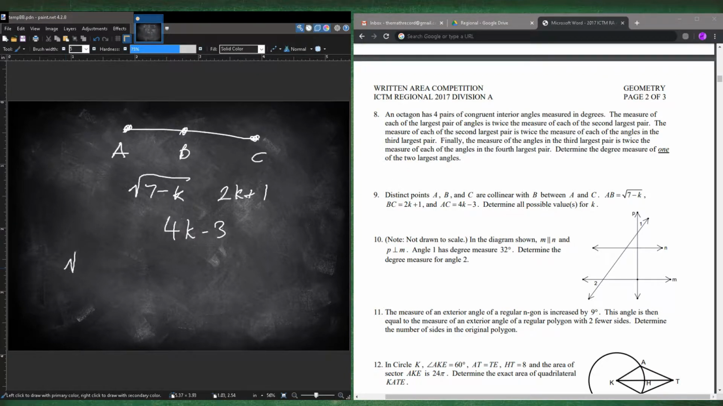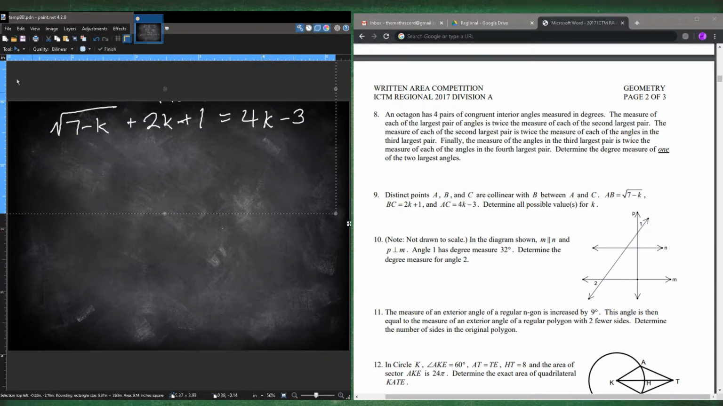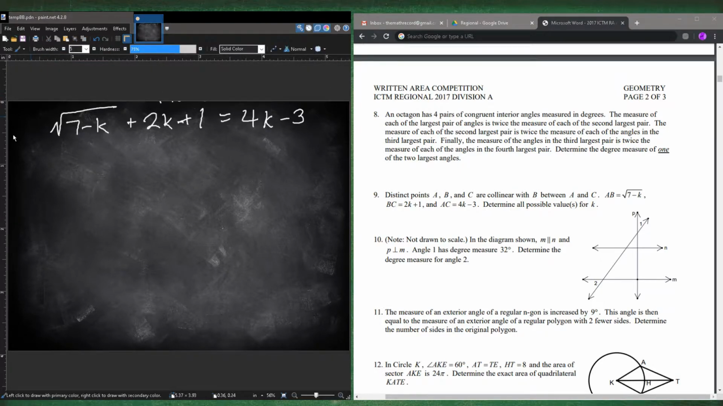Right? So it's given that the square root of 7 minus k plus 2k plus 1 is equal to 4k minus 3. Okay, so we know that's true. Let's move this up. Because there's a square root, I like to move everything to the other side. So 4k minus 2k, that's 2k. Negative 3 minus 1, negative 4. Since there's a square root, we need to square both sides, so that's 7 minus k is equal to 2k times 2k is 4k squared, minus 8k, that's minus 16k, and that's plus 16.